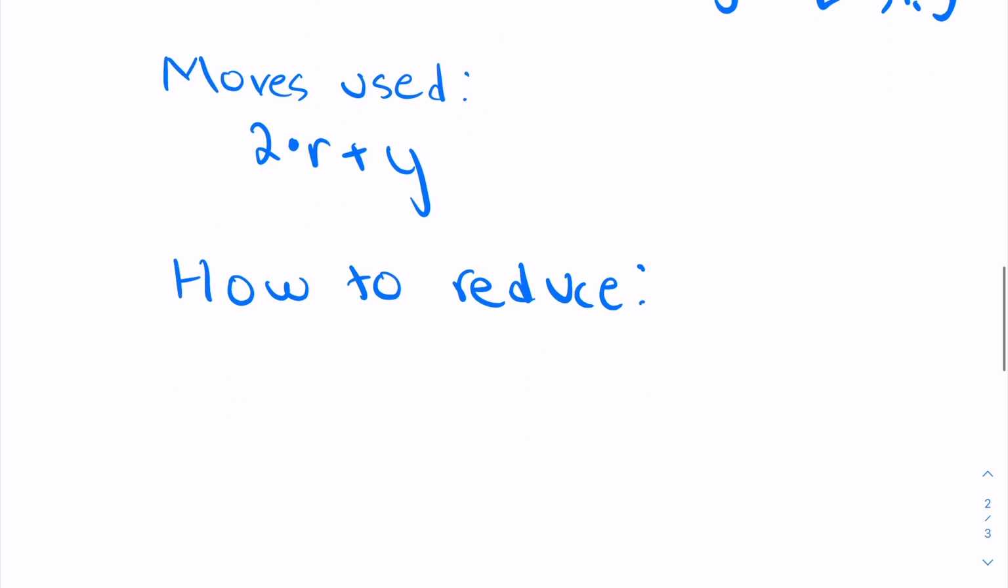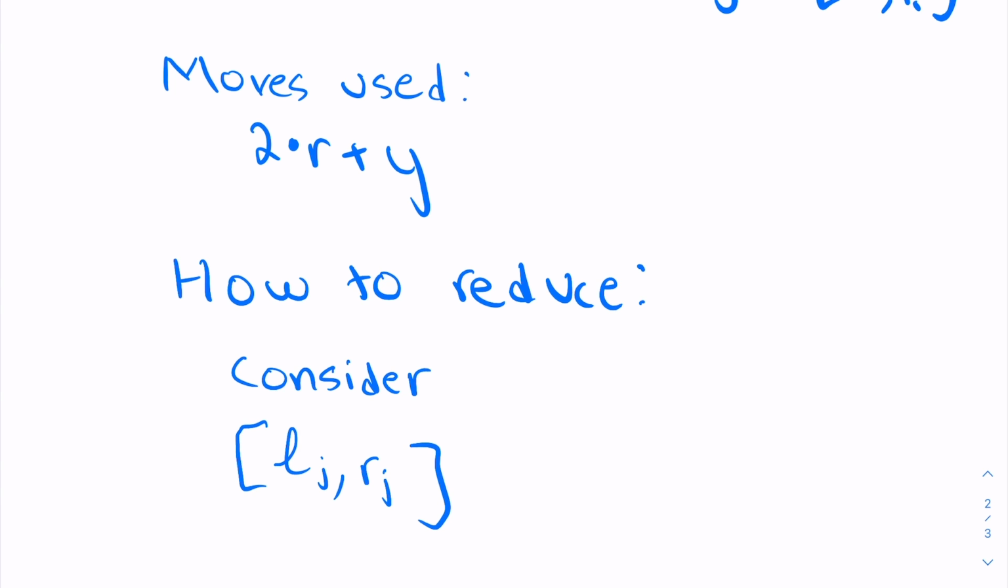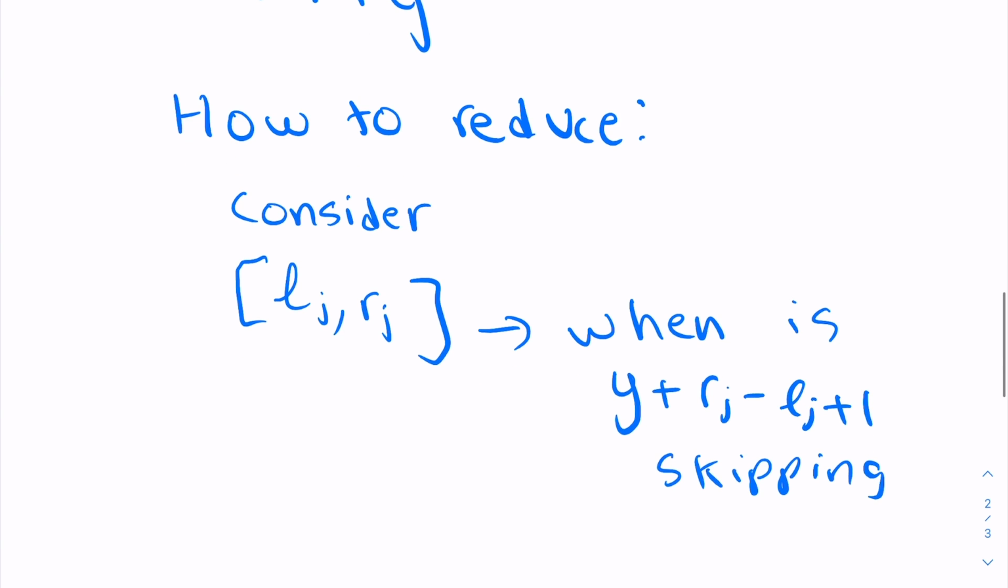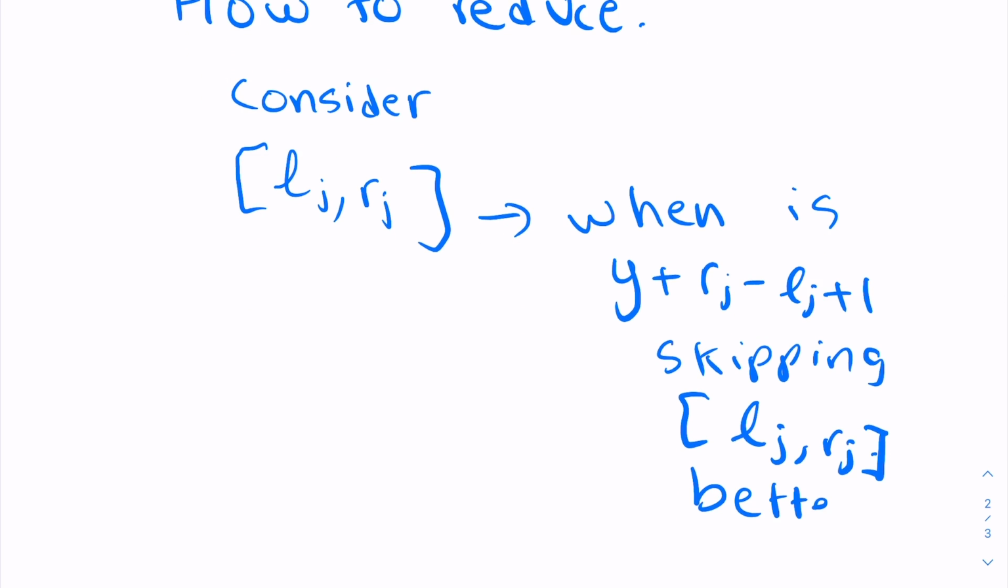Now we've dealt with the first time we can end our sequence, but how can we reduce this? Consider some range Lj to Rj. When is it better to move this to the end rather than clicking shift on Lj and releasing on Rj? This is the same as considering the question, when is going to y plus rj minus lj plus 1 better than just dealing with rj and lj and clicking shift on this range?